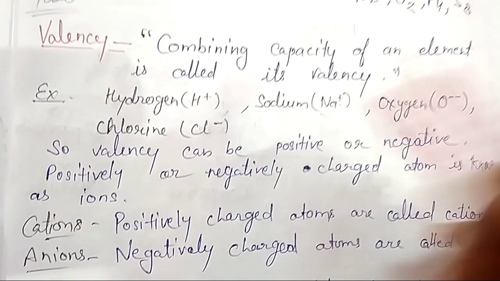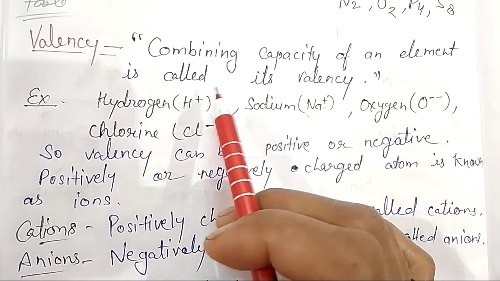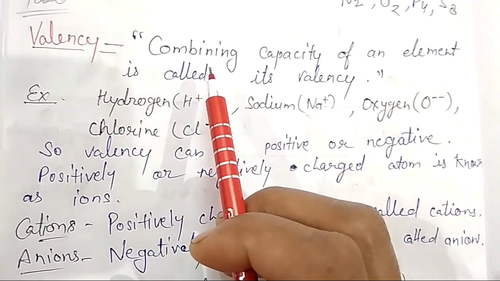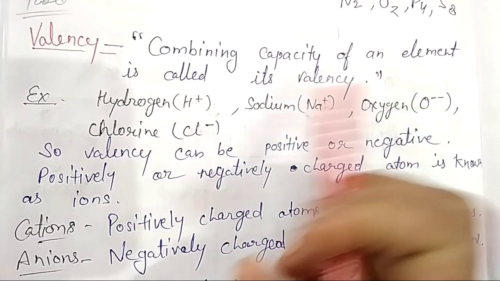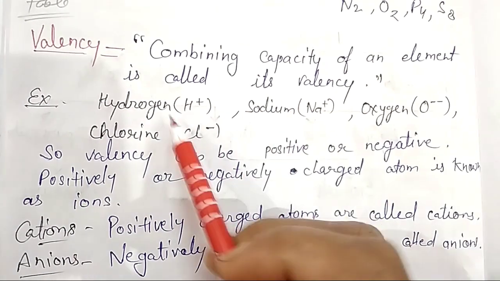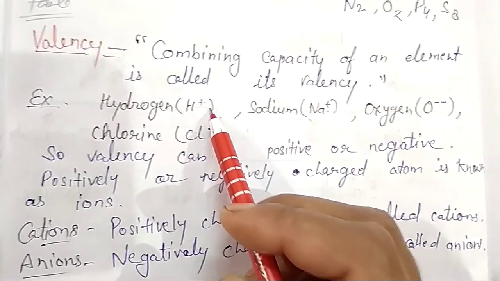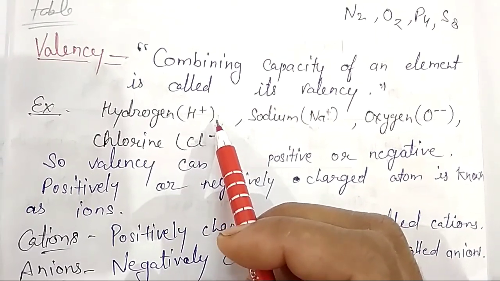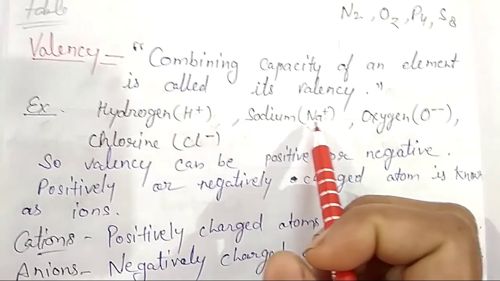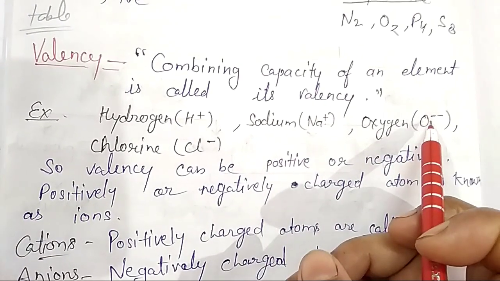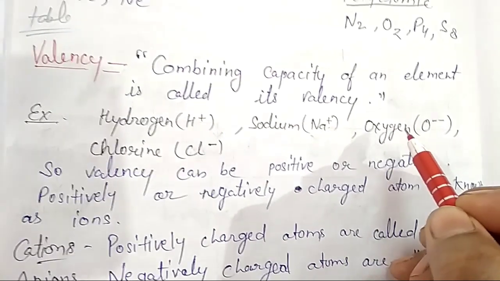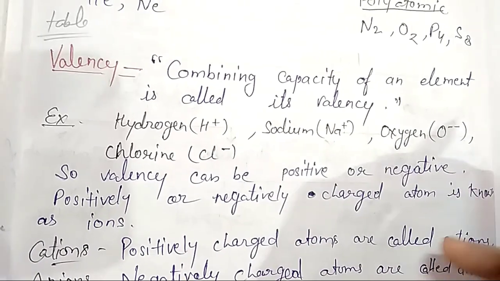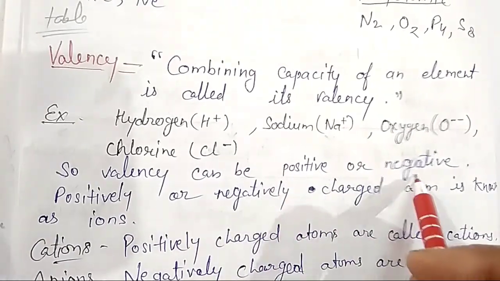To understand how a chemical formula is formed, we have to understand valency. Valency, the combining capacity of an element, is called its valency. Examples: hydrogen, H+1, that means it can combine with any element that has a minus charge. Sodium, Na+, oxygen, O-2, that means it can combine with any element that has a +2 charge. So valency can be positive or negative.